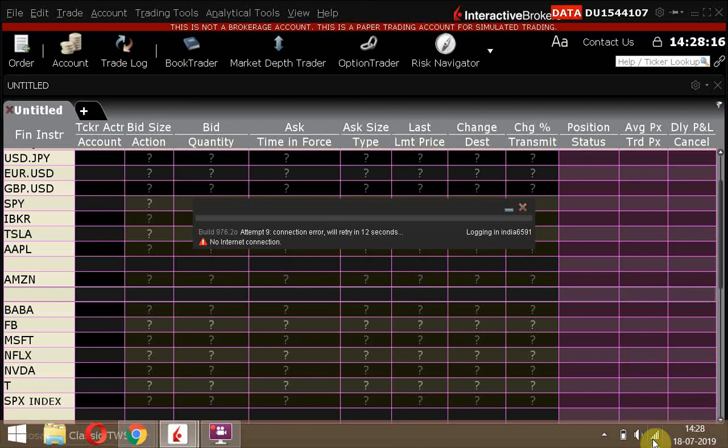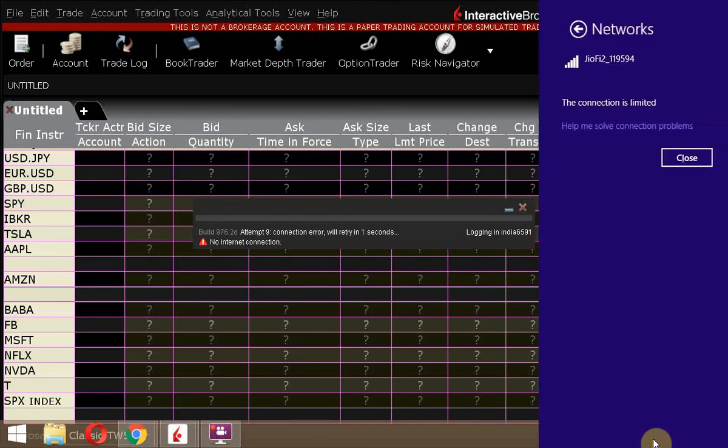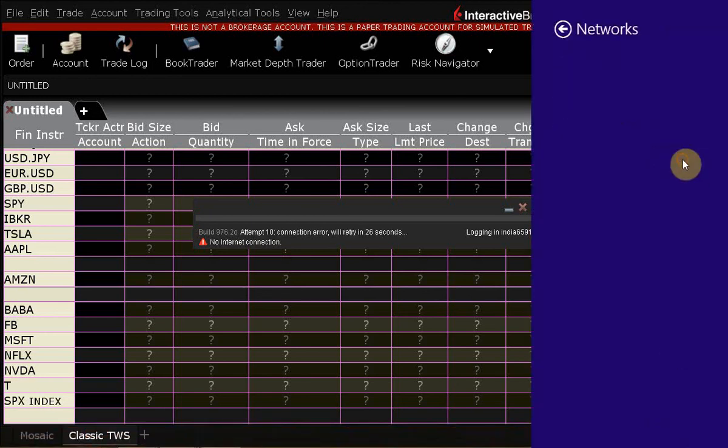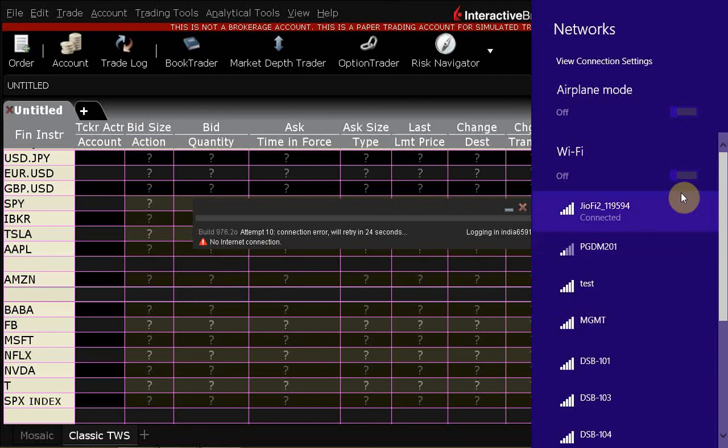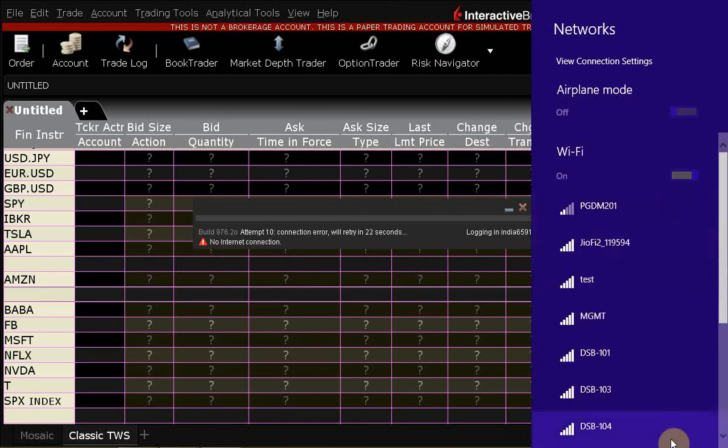Very strange. I have 2 GB of data per day and I've not even used it. And this is like my backup actually. But I don't know why sometimes this gives this kind of message. I don't know whether it's the computer's Wi-Fi problem or a device problem. Okay, let me try and do this again.